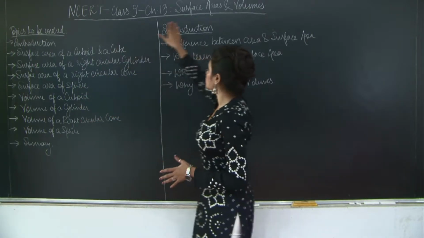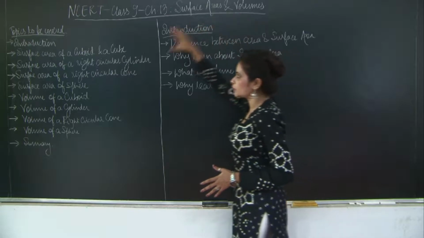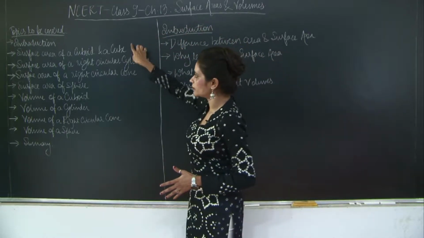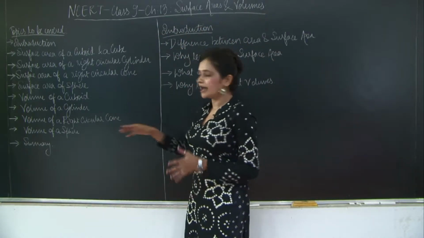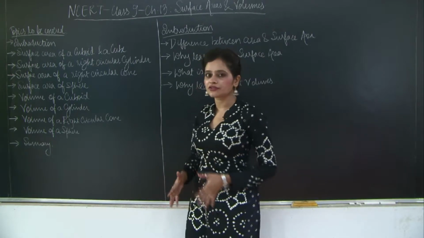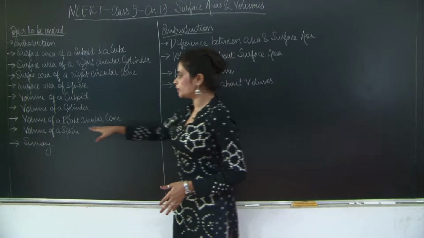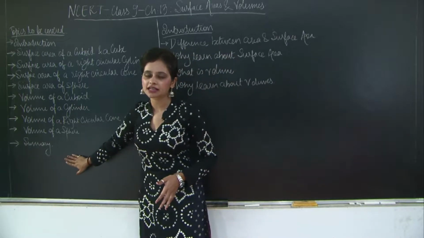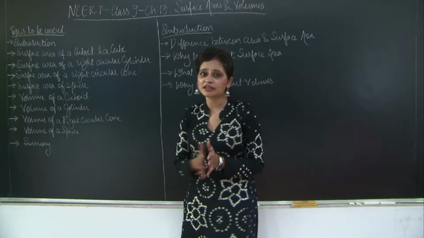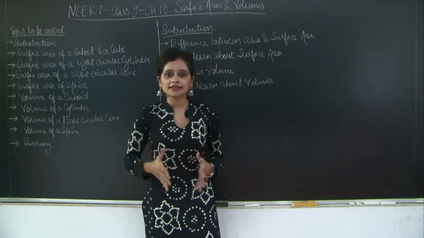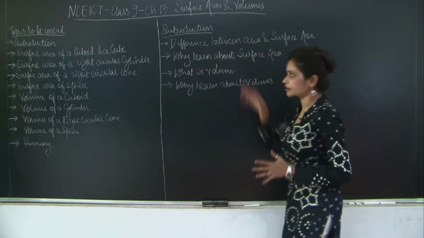Then see, we are learning about surface area and volume. So we are covering the surface areas over here from this section to this section, and then we will take a look at the volumes of different objects, that would be cuboid, cylinder, right circular cone, volume of sphere, and finally we will take a look at the summary of all the topics that have been covered throughout the chapters. So let's start with the introduction.